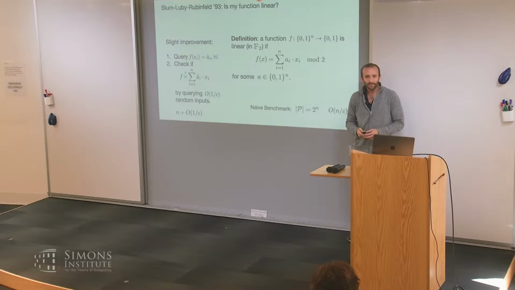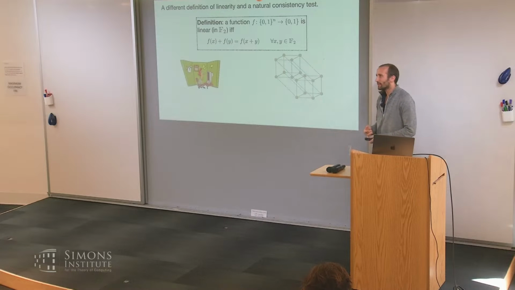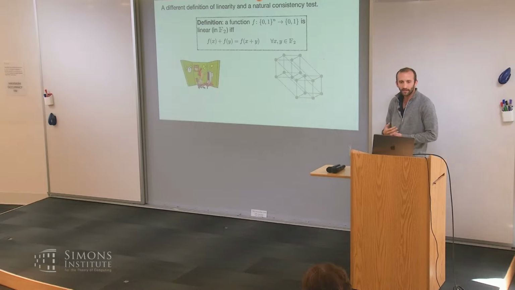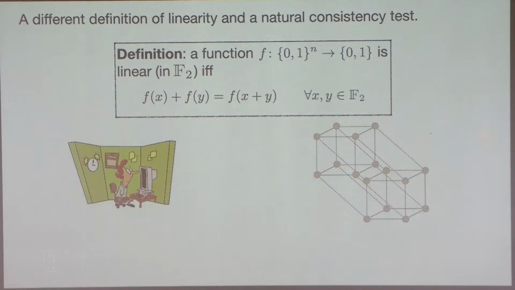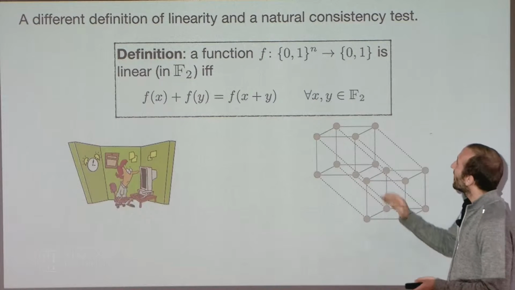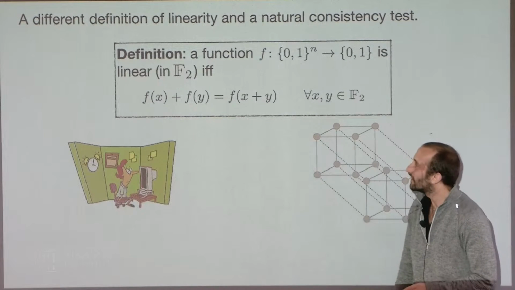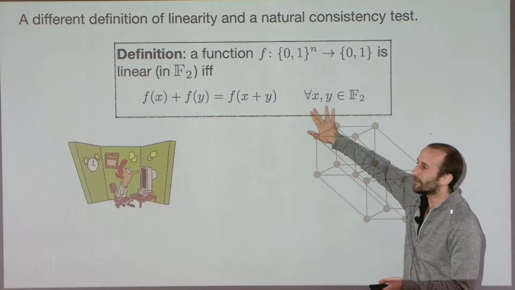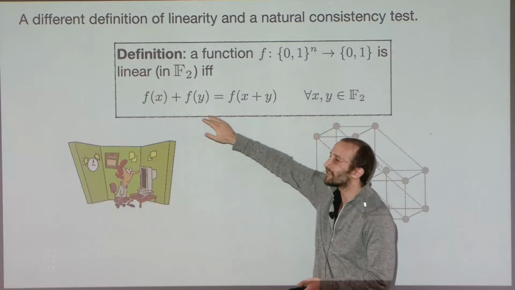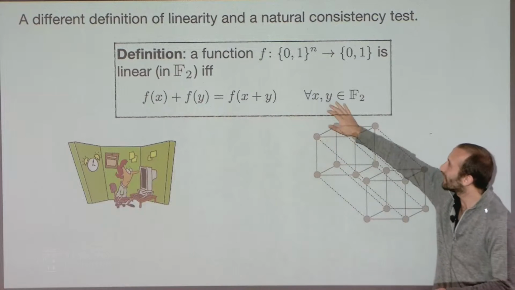Okay. So now let me give you a different definition of what it means for a function to be linear. And that itself is going to lead to a natural test, which is really the main result, I think. Well, now I'm second-guessing whether it was the main result in BLR or not. But OK, so what's the definition? Here's an alternate equivalent definition for what it means for a function to be linear. A function f is linear if for any 2 points x and y in the domain, f(x) plus f(y) is always going to be equal to f(x plus y). This is taken in F_2.